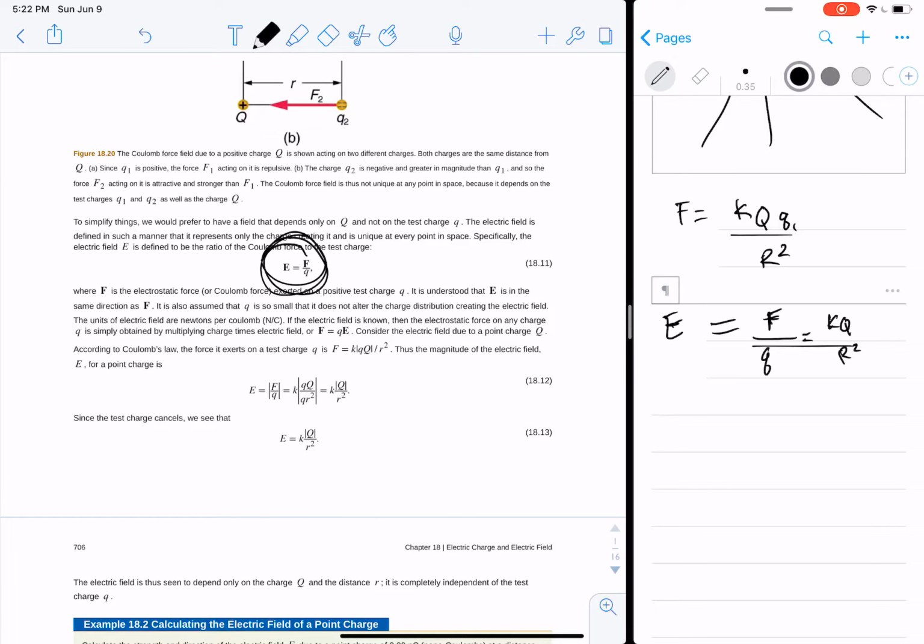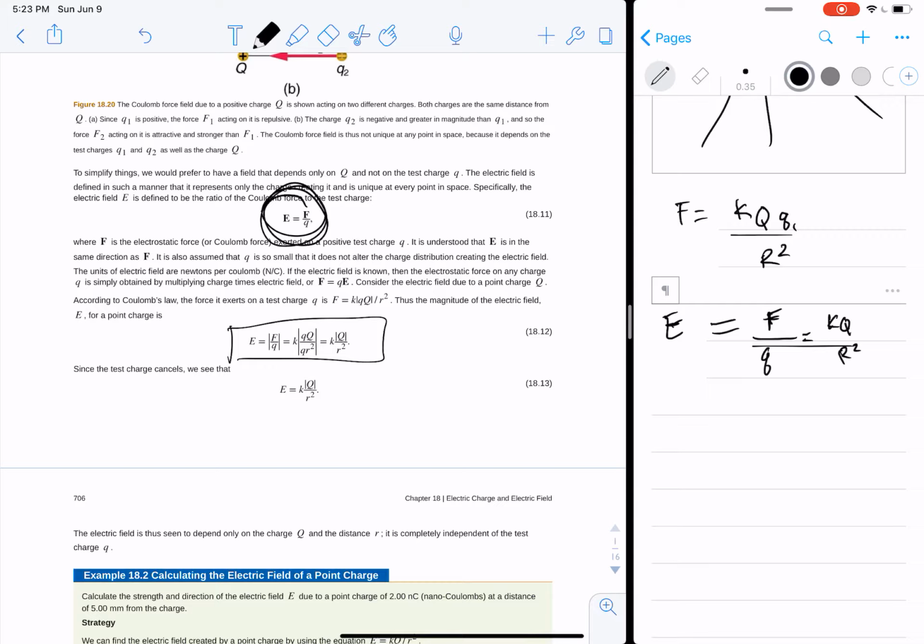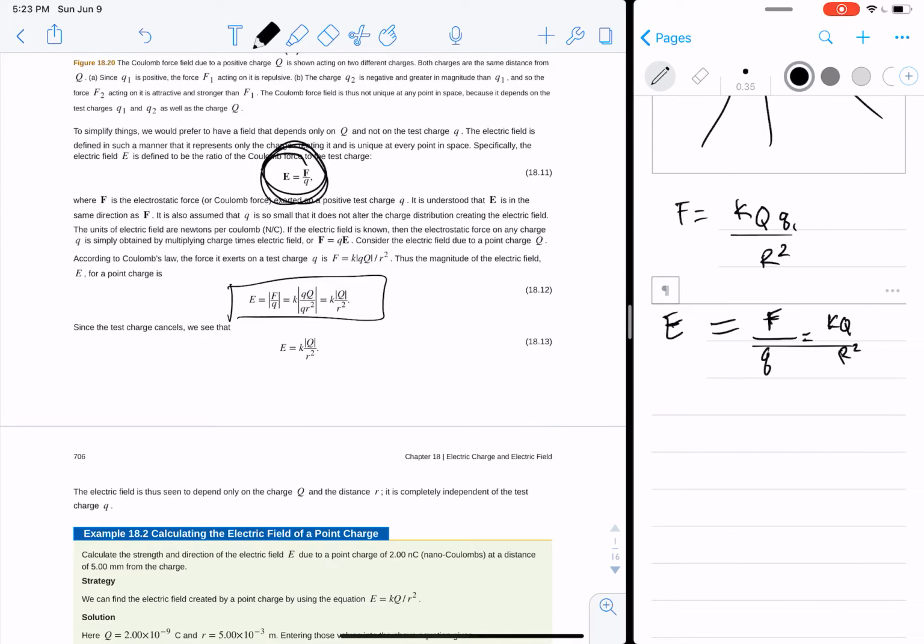Okay, and so what they're showing here then is that the electric field is force divided by charge, and it works out to be that the electric field generated by a charge is just KQ divided by R squared, its own charge, and that gives you a map of its strength at any given point. And then if you plopped in a charge at some other point, you'd be able to calculate the force by taking equation 18.11 and saying that the force is the electric field times the charge that you plop in there. And now we have a way to determine the force on any charge in the vicinity of another charge.